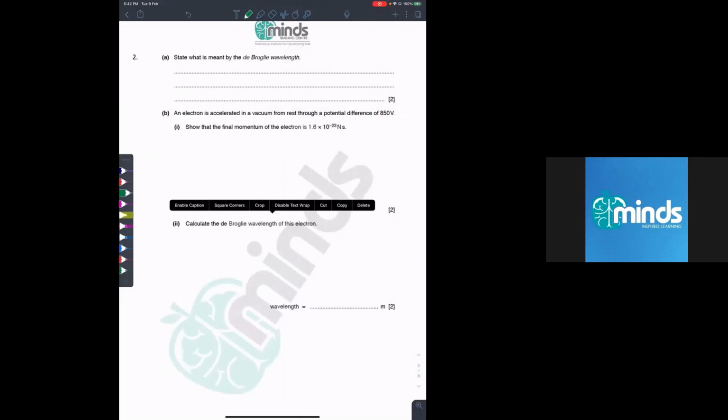Okay, let's quickly discuss the answers for this question. It said what is meant by de Broglie wavelength. So I hope you remember: the wavelength associated with particles when they are in motion. This wavelength is dependent upon their momentum or speed.